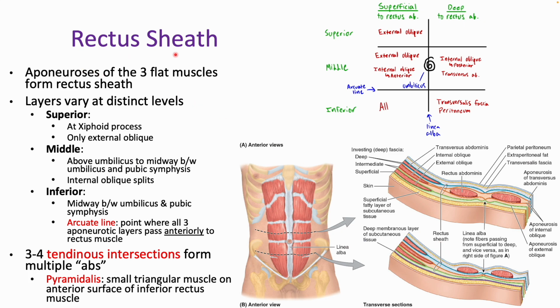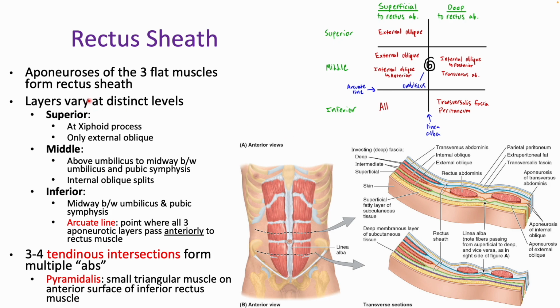So now let's look at our rectus sheath. And this is going to be really, really important. Again, more stuff to know, layers and stuff like that. But when we look at our rectus muscle, we're going to have a rectus sheath that's going to wrap around it. And that's going to be formed by a lot of these layers. The aponeuroses of all of the flat muscles are going to form the rectus sheath that's going to wrap around like this. And the layers are actually going to vary at different distinct levels. So if you take this cross section right here, it's going to look a good bit different than if you take a cross section right here.